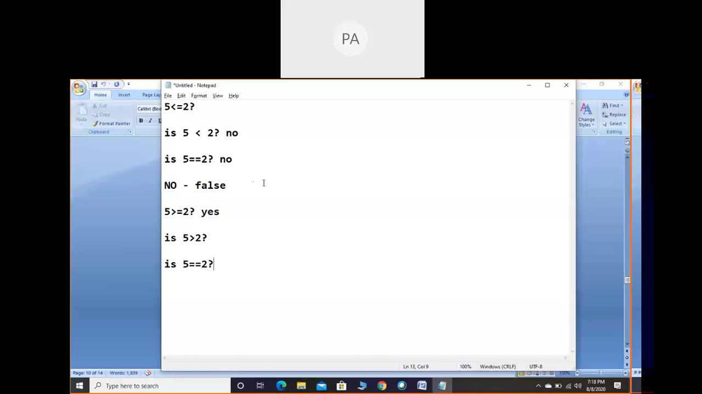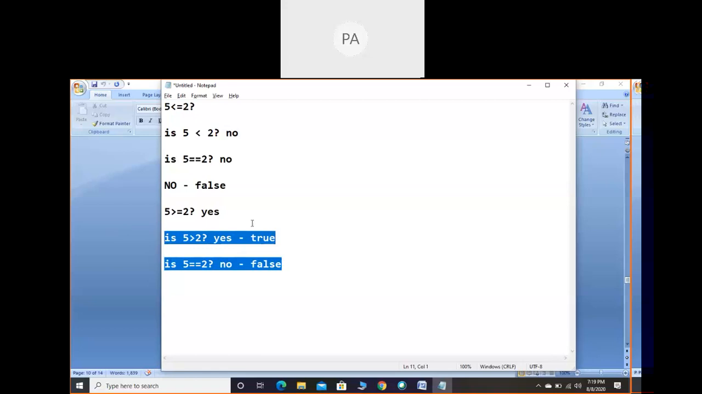Now there will be confusion for us, because is 5 greater than 2? Yes. Is 5 equals to 2? No. We are getting one answer as yes, another answer as no. For yes, we can consider it as true. For no, we can consider it as false. In this case, what will be the final result? Because in one case it is true, in another case it is false. So for this type of constructs, we have to go to another category of operators, that is logical operators.